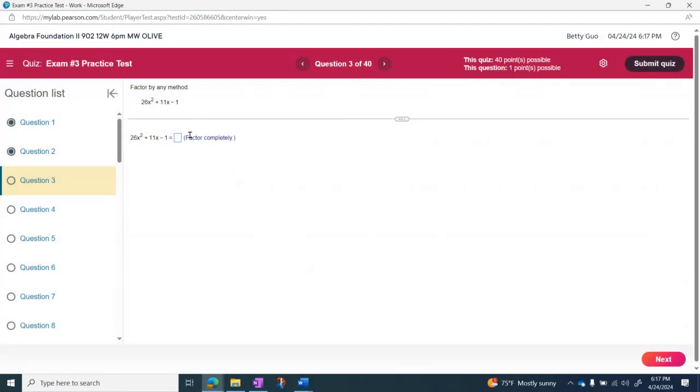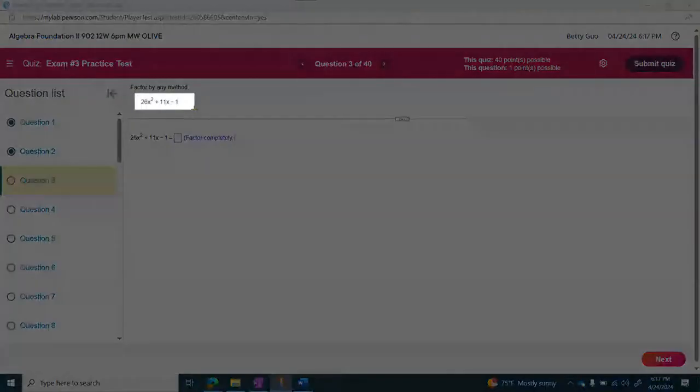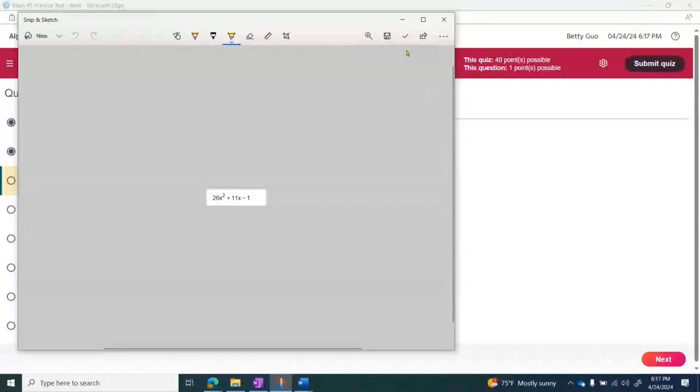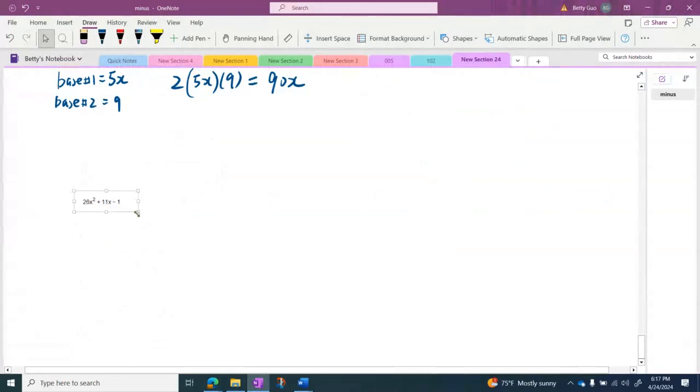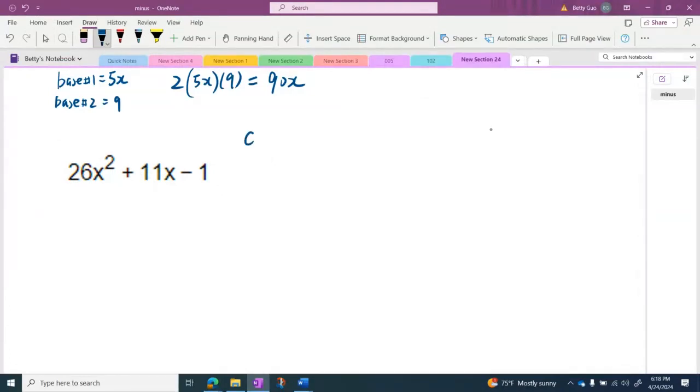Next problem, factor by any method. Okay. If you are given a trinomial and it says factor by any method, you know what? That means you are not using the formula, okay? While it is a quadratic trinomial and GCF is 1, just take a glance, you know GCF is 1. And the leading coefficient is different from 1. So what's the method we are going to apply? What method do we apply to factor a quadratic trinomial with leading coefficient different from 1?